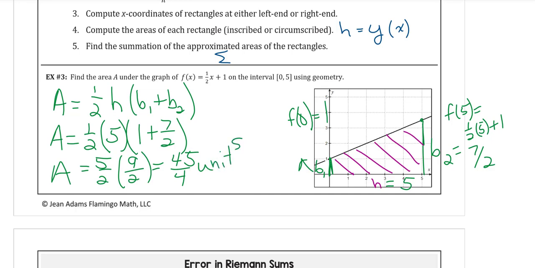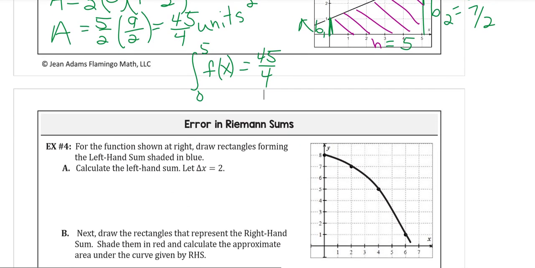Whoops, that s is not supposed to be the exponent. We could even write this as the integral from 0 to 5 of f of x equals 45 over 4. If you have a shape that you can definitely take the area of, do that, because it'll be exact. If you did this with rectangles, you're either going to have an overestimation or an underestimation. But because it was a shape we could work with, we can find the exact area under that curve.